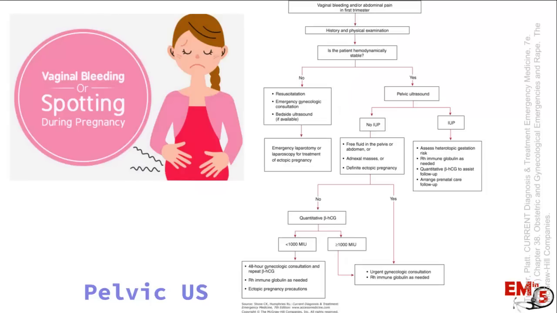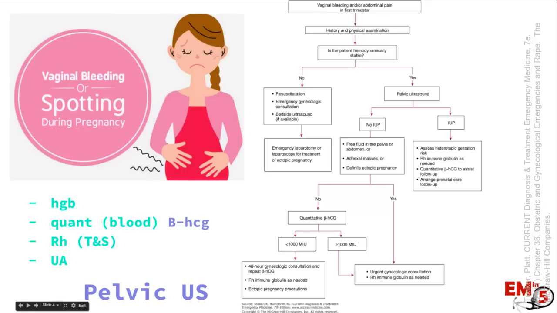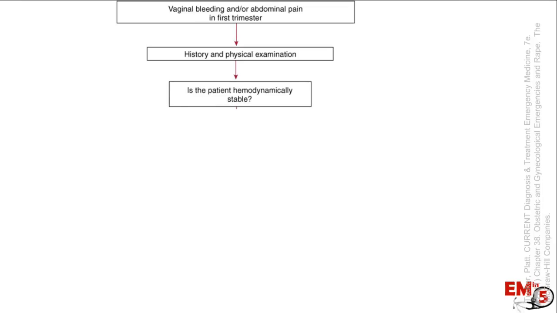But lucky for us, there's a pretty good algorithm that we can go through, and usually it involves parts of the history and using a pelvic ultrasound along with the beta-hCG. And a couple other labs to think about ordering for these patients: you probably need to get a hemoglobin, especially if they've been bleeding significantly. Make sure you get a type and screen if they don't know their Rh, because they might need RhoGAM if they're O-negative blood type. And I usually get a UA on pregnant patients just to make sure they don't have a UTI.